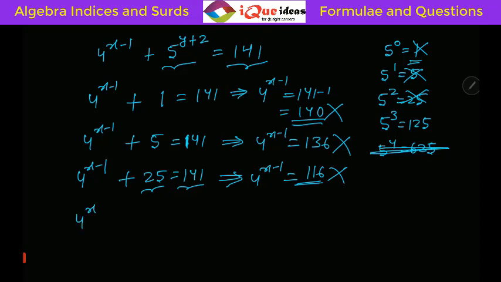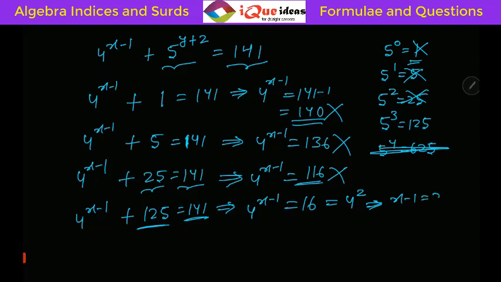Next option, that is 4 raised to x minus 1 plus 125 equal to 141. Now this will give us 4 raised to x minus 1 equal to 141 minus 125, that will be 16. Now 16 is 4 square, right? So x minus 1 is equal to 2. So x is equal to 3. Right? And we have taken 5 raised to 3 as 125 here.